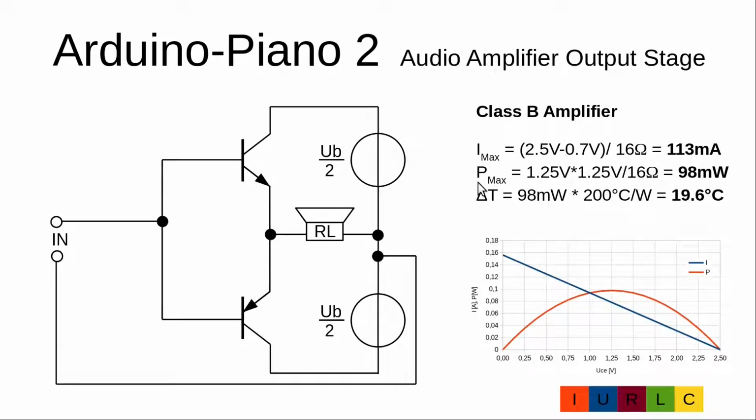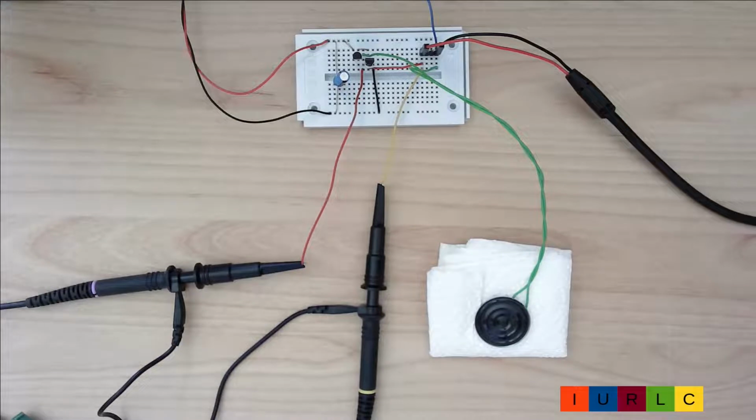So we can calculate the maximum power dissipation of 98 milliwatt, and with this we can calculate the temperature increase of the junction, and it is 98 milliwatt times 200 degrees Celsius per watt is 19.6 degrees Celsius. With an ambient temperature of 40 degrees plus 19.6 degrees Celsius, we are far below the allowed 150 degrees Celsius junction temperature. Here our measurement setup.